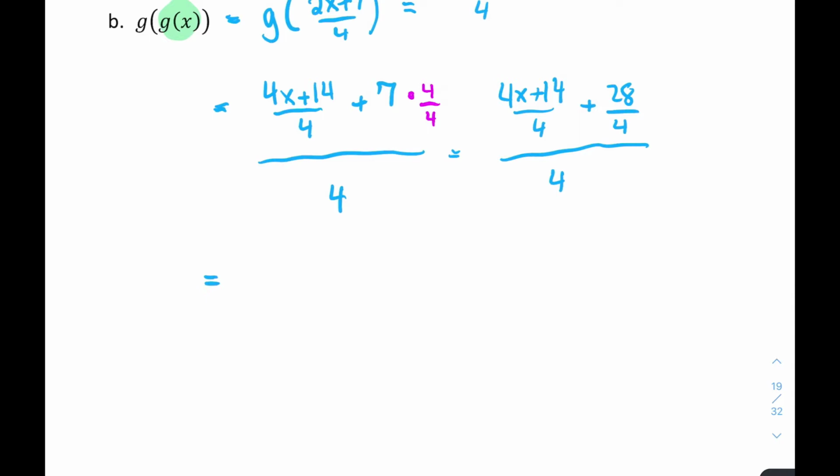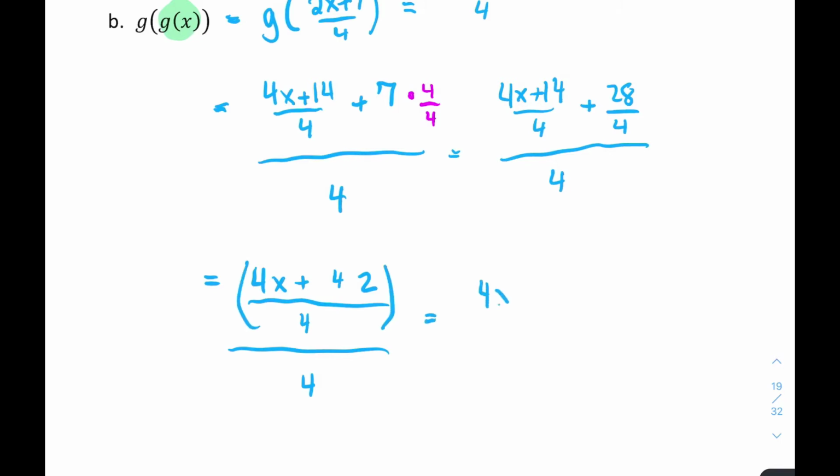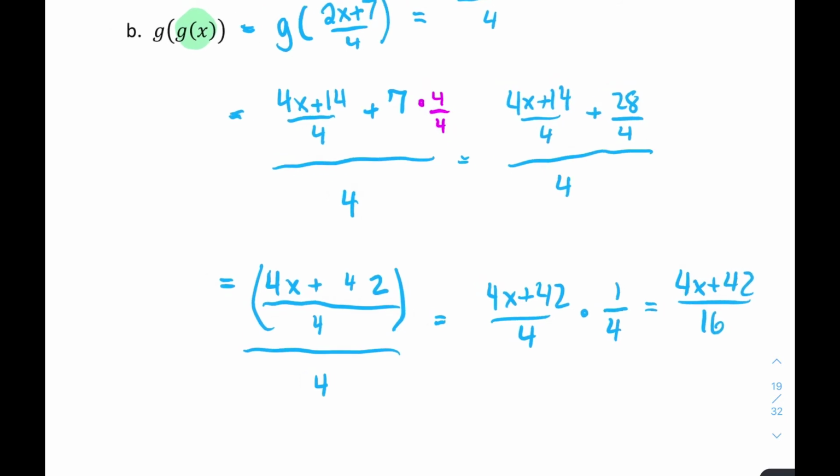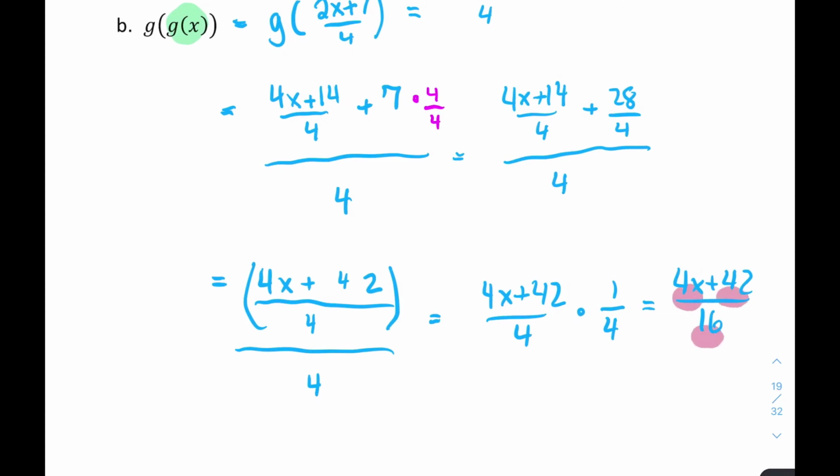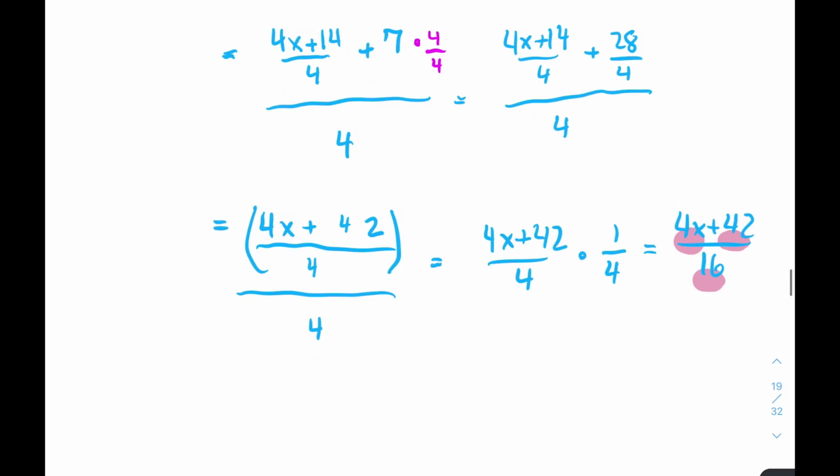And now I can add my fractions on top together and get 4x plus 42 over 4 all over my 4 from my denominator. Okay, we're getting closer to having it simplified. So I'm dividing these two fractions, which means I can just take my fraction on top, leave it be, and then multiply it by the reciprocal of the denominator. So I'll multiply it by 1 over 4. And I'm going to get 4x plus 42 over 16. Are we done, you ask? Not quite, because 4x, 42, and 16 all have a common factor of 2. So let's reduce our fraction, divide out a common factor of 2, and you get 2x plus 21 all over 8. There you go.